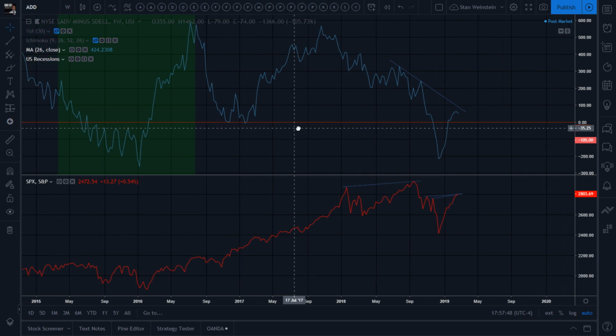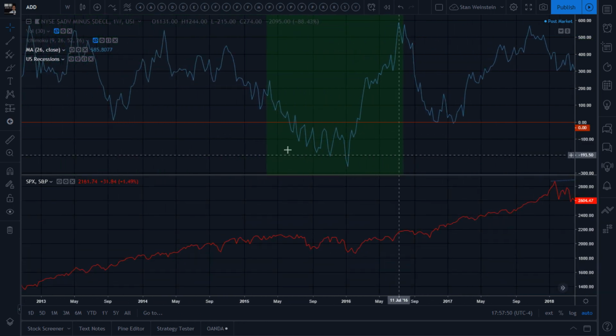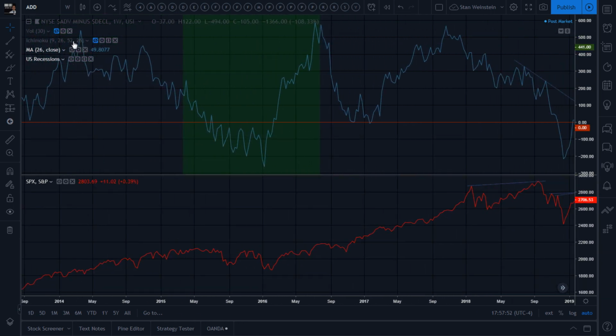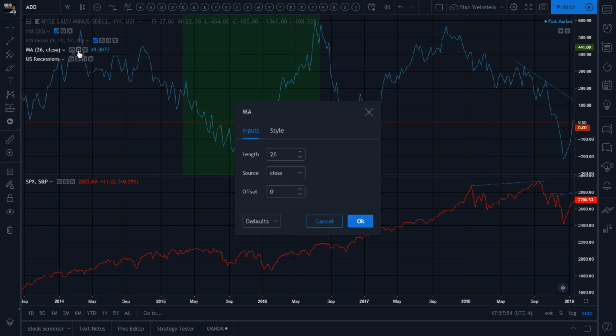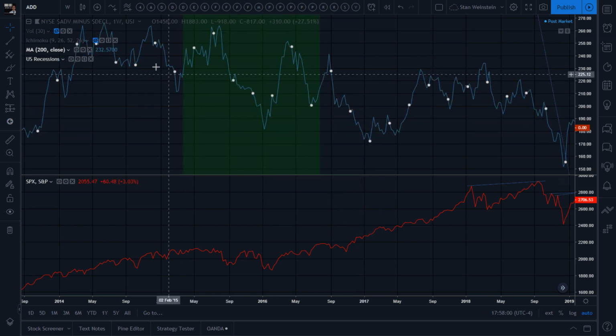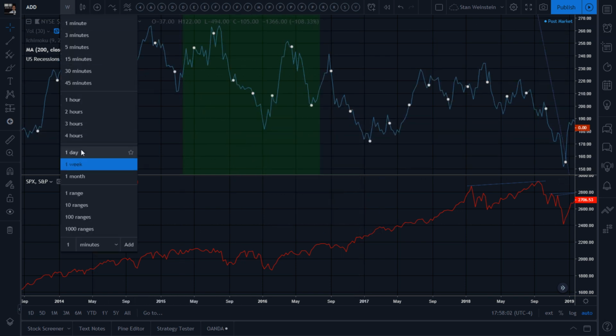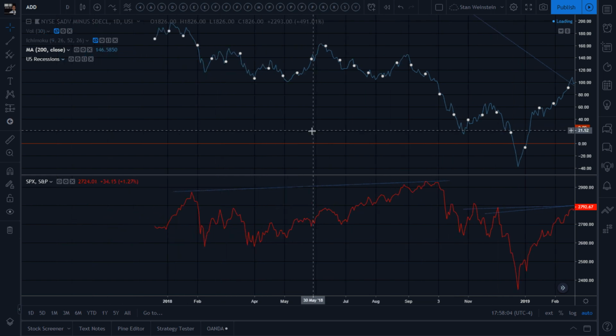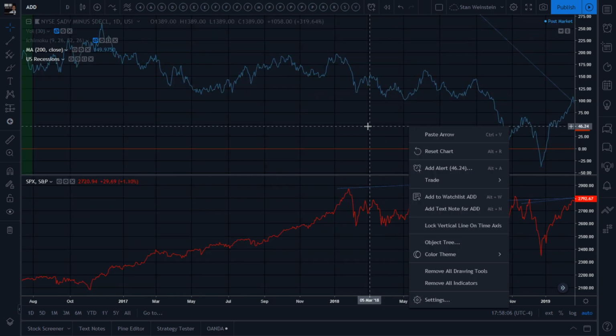Let's move back just a little bit. I want to try, let's go Stan Weinstein style, old school, the 200-day. So here we have the Stan, the 200-day moving average.